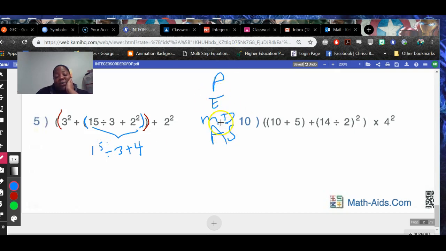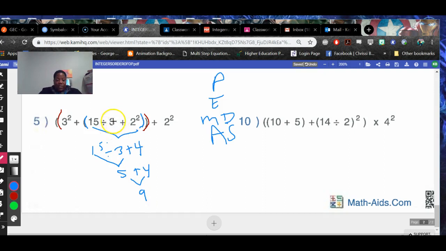No more exponents, so what I do next is multiply or divide, whatever I see first. And if you look here, what are we going to do? You're going to do the 15 divided by 3. So 15 divided by 3 is 5. Bring down what was left. And as you can see, you have 5 plus 4, which is 9.